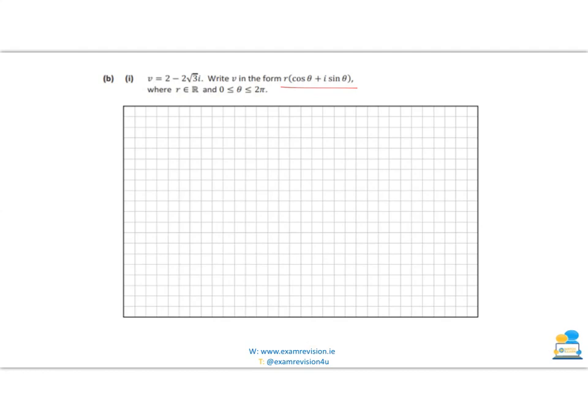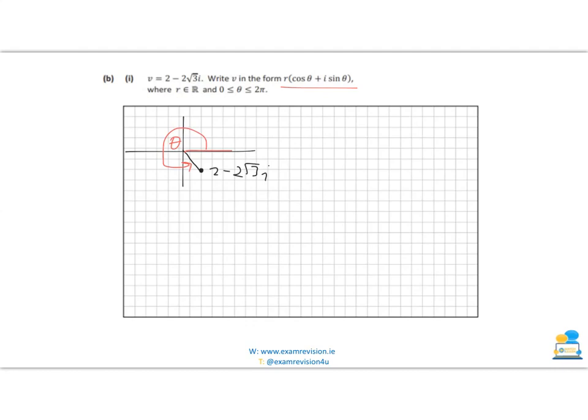So step 1, if we want to write anything in polar form, we need to remember to draw ourselves a little diagram. So it's going to be 2 across and minus 2 root 3 down. So we're going to be down in this section of our Argand diagram, and again I'm going to mark in my modulus and I'm going to mark in my argument. So remember, the argument is always anti-clockwise from the positive sense of the x-axis all the way around. So this is our argument.